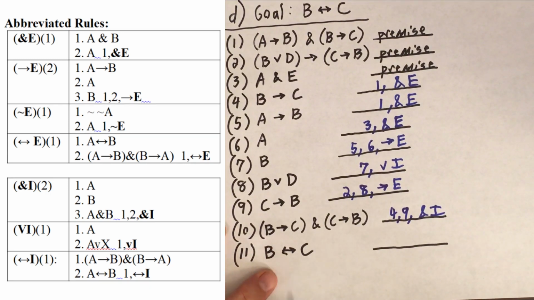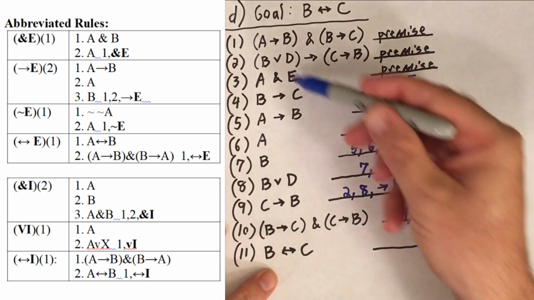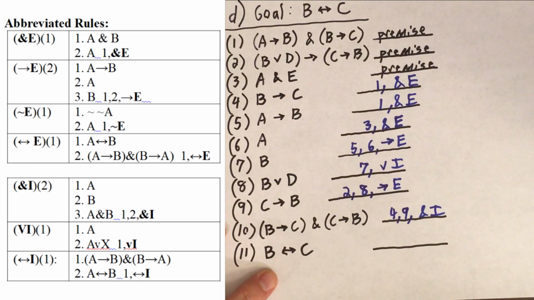And then finally, we know that B biconditional C is true. Where do we get that? I don't see a biconditional anywhere in my lines. So we created a new biconditional. Do you see line 10? Are you starting to see this stuff?